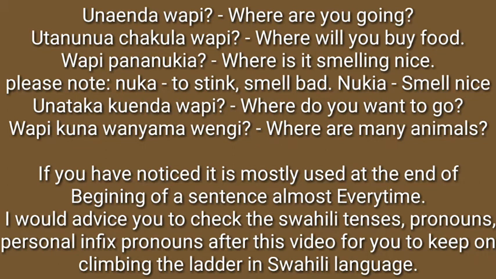Another thing to note is, nuka is to stink in Swahili or smell bad. And when you say nukia it is smell nice. Unataka kwenda wapi? Where do you want to go? Wapi kuna wanyama wengi? Where are many animals? If you have noticed, it is mostly used at the end or beginning of a sentence almost every time.